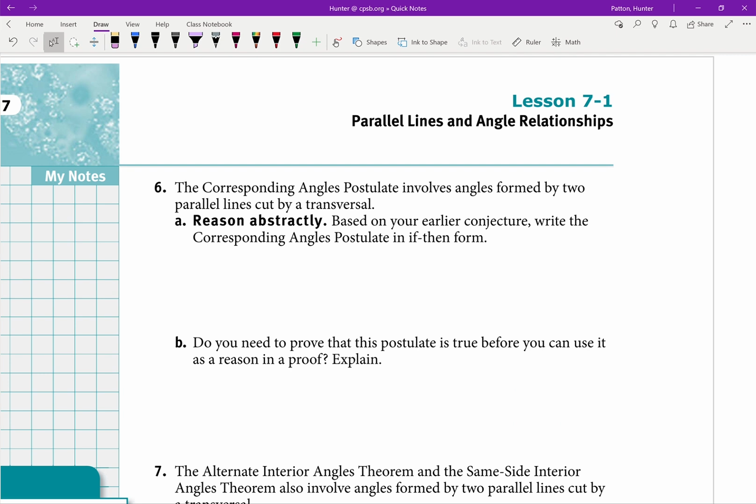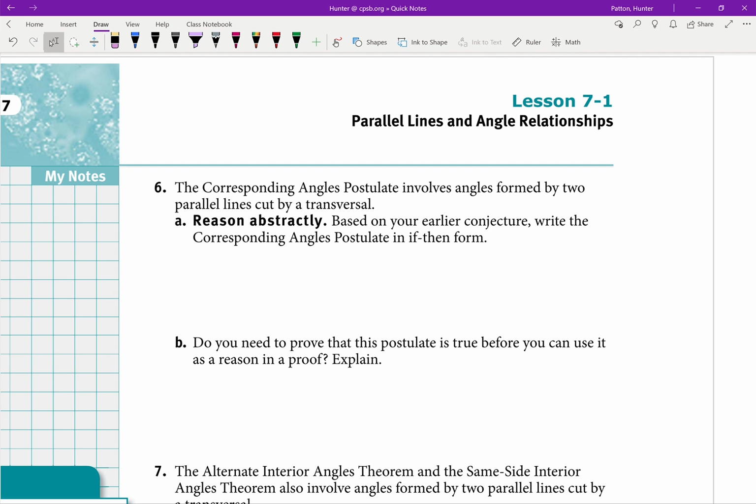All right, next, I want you to do number 6 and 7 on your own. Please pause the video right now, and then I will go over them in just a second. So, we're back. The corresponding angles postulate involves angles formed by two parallel lines cut by a transversal. So based on your earlier conjecture, write the corresponding angles postulate in if-then form.